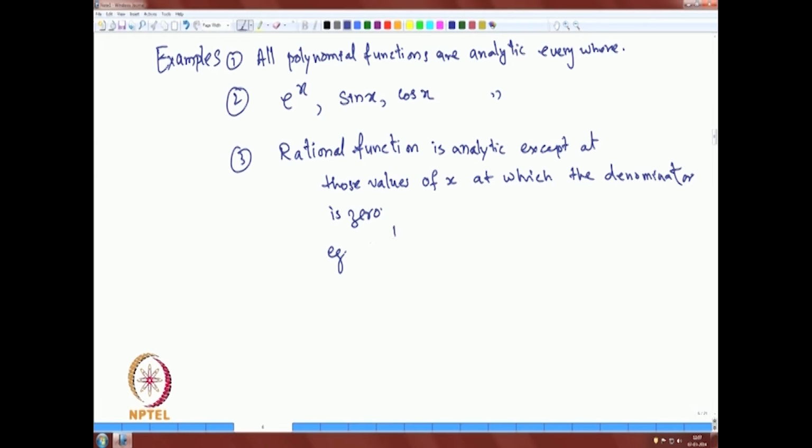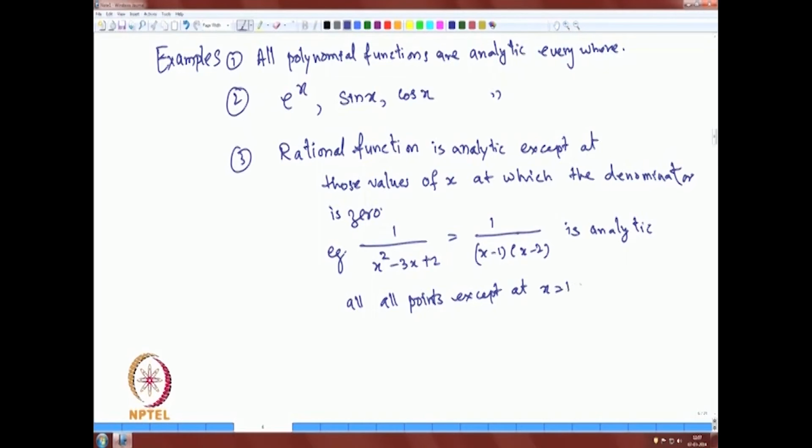For example, if we take a rational function 1 by x square minus 3x plus 2, which is written in the form (x minus 1) into (x minus 2). So, this is analytic at all points except at x is equal to 1 and x is equal to 2. At these 2 points the rational function is not analytic, elsewhere it is analytic.